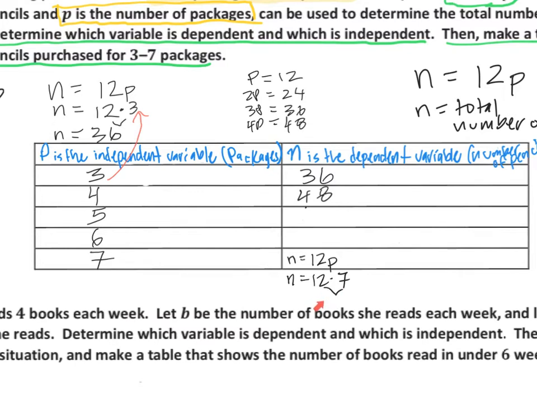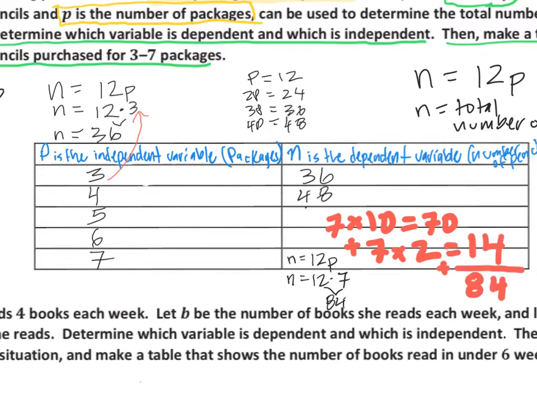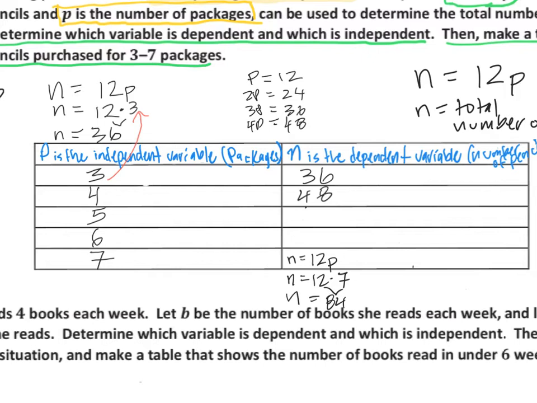12 times 7 is the same as saying 7 times 10, which is equal to 70, plus 7 times 2, which is equal to 14. 70 plus 14 is going to give us 84. N will be equal to 84, and therefore, with 7 packages of pencils, the number of pencils will be 84.